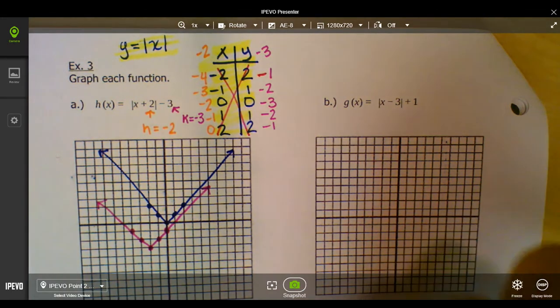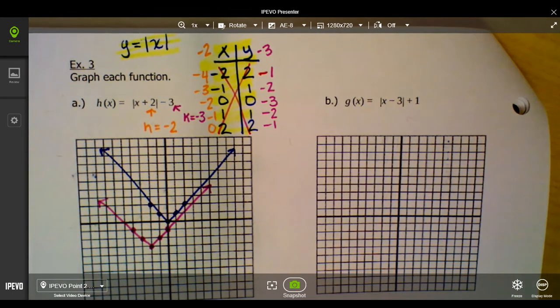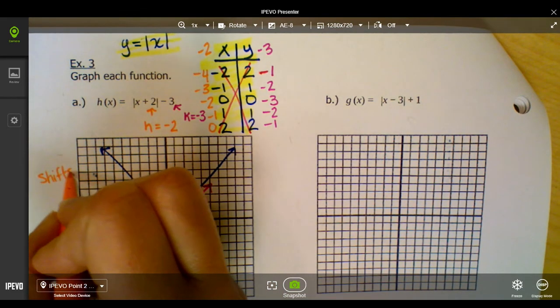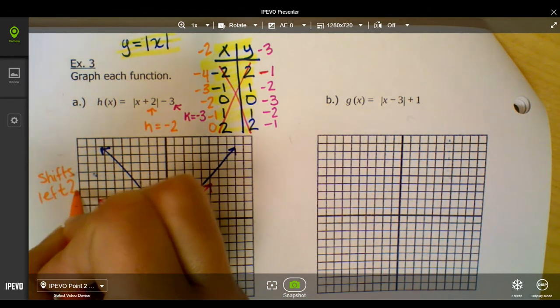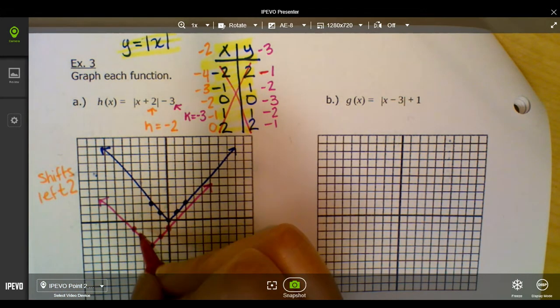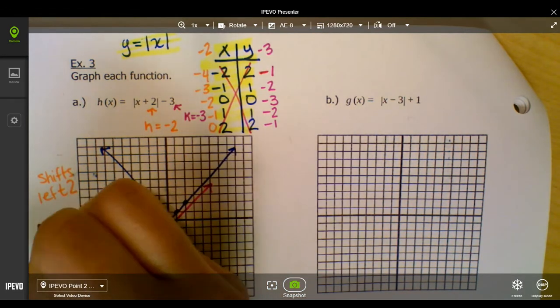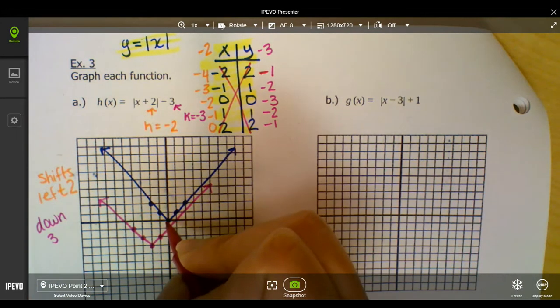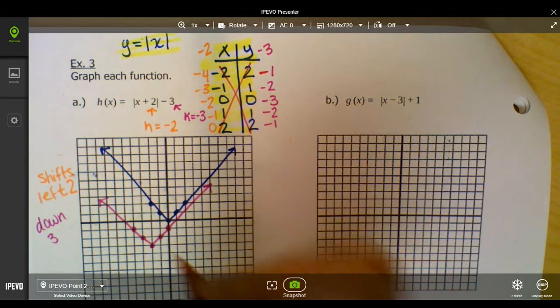Okay, and now it should look like the graph got shifted to the left too, because of the H. So it does look like it got shifted to the left too. Every point got shifted to the left, but this K makes it shift down 3. All right, so every point got shifted left 2 and down 3.